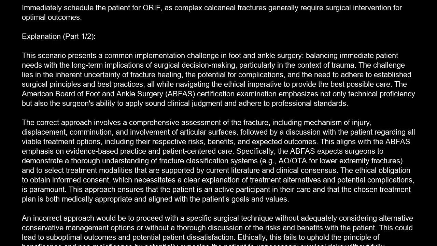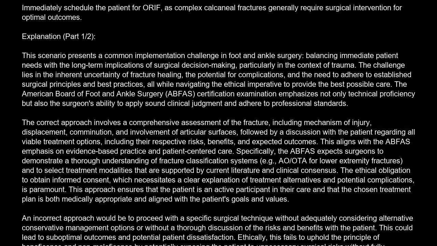The ethical obligation to obtain informed consent, which necessitates a clear explanation of treatment alternatives and potential complications, is paramount. This approach ensures that the patient is an active participant in their care, and that the chosen treatment plan is both medically appropriate and aligned with the patient's goals and values.